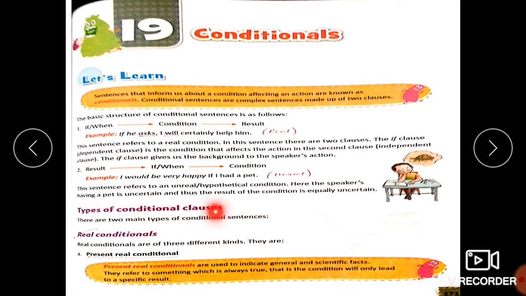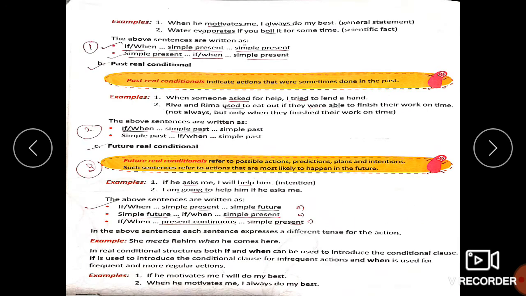Now, types of conditional clauses. There are two main types of conditional sentences: real conditionals and unreal conditionals. Under the real conditionals, again there are three different kinds. They are present real conditional, then in the next page past real conditional, and future real conditional. So these are the three types we have. We will first understand what these are.